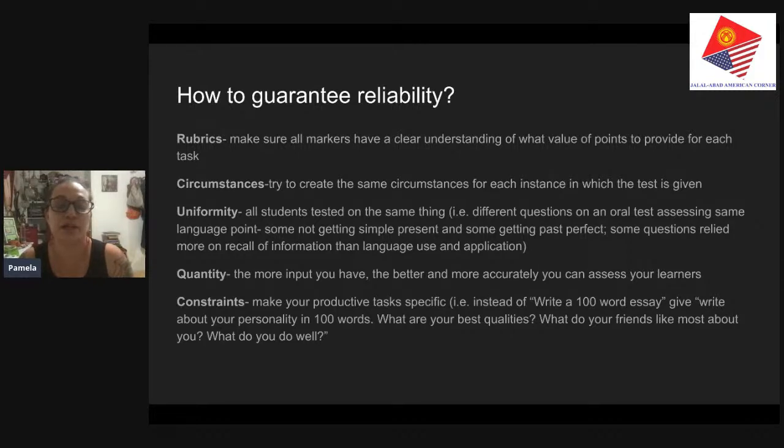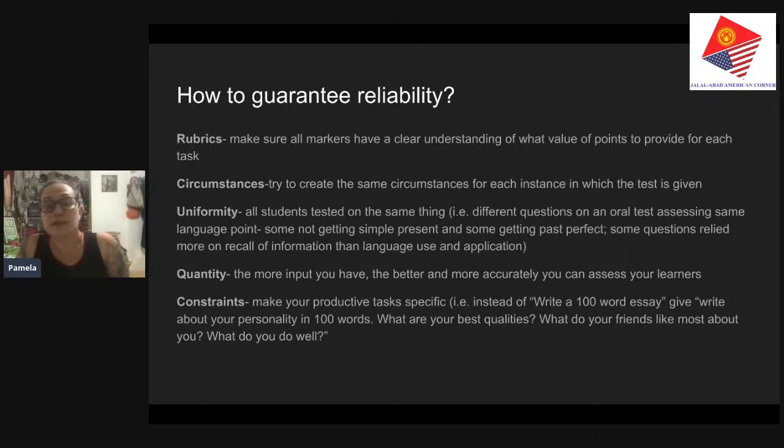Constraints. So make your productive tasks specific. So instead of saying, write a 100-word essay, this is very scary to students. And it's not a great assessment of what they can really do. If you make it very specific, write about your personality in 100 words. What are your best qualities? What do your friends like most about you? What do you do well? So that's really specific. As long as they answer all those questions, you will get a good idea of what their language level is like.